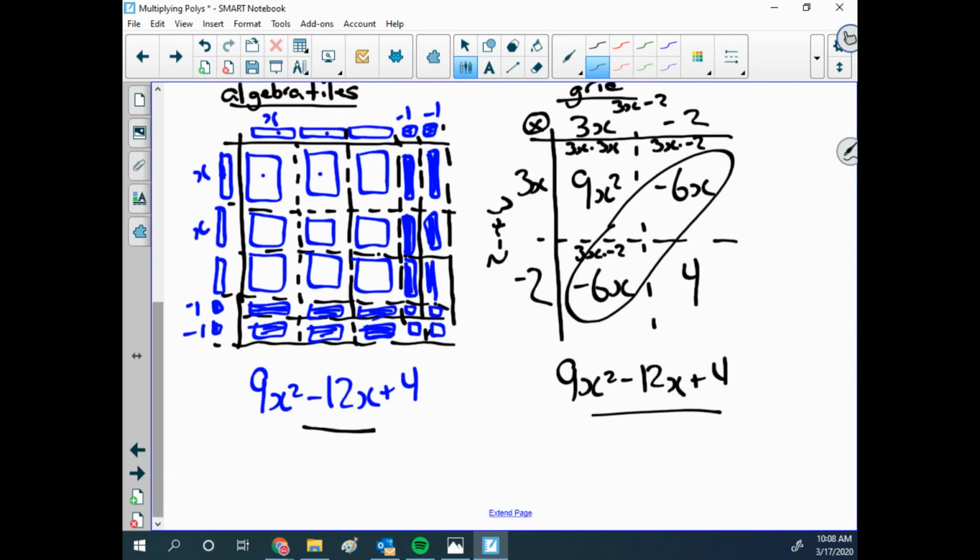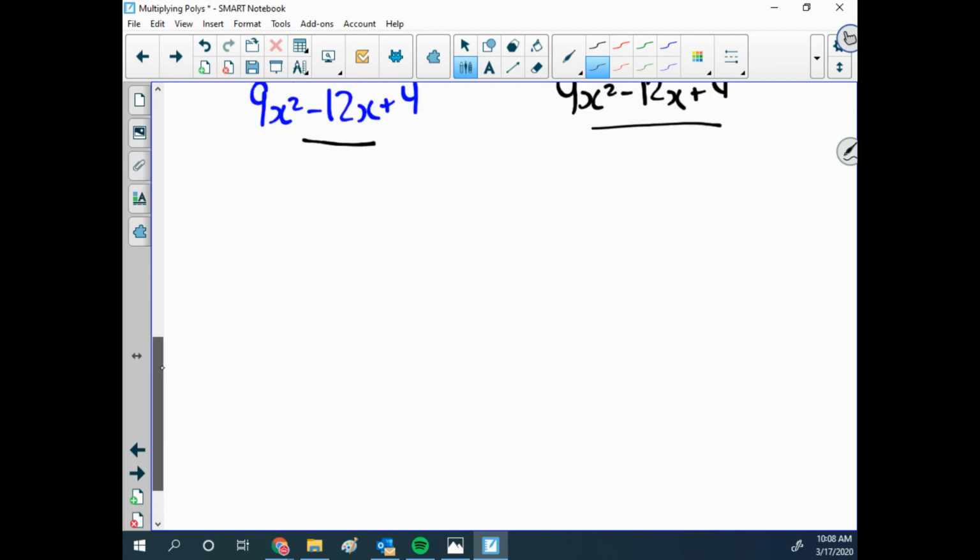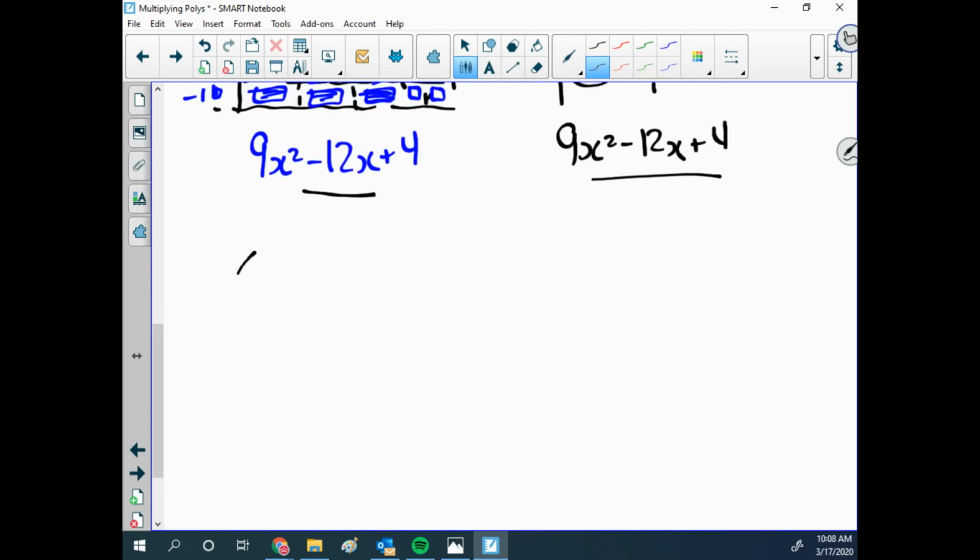Let's do one more and show you the distributive property or FOIL for a binomial, and then we will continue into where we would have left off, which is larger polynomial multiplication. So one more question here. Let's say I gave you 3x minus 5 and x plus 1, and I want you to multiply out that binomial. The other strategy we can use is distributive property.